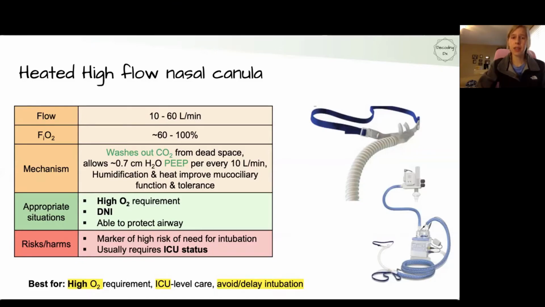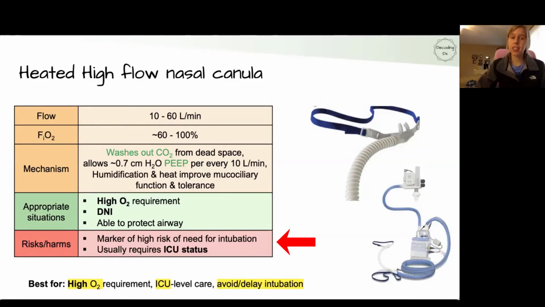It's appropriate to give heated high-flow nasal cannula to patients that have a very high oxygen requirement and might have end-of-life preferences that include not being intubated. But importantly, they still need to be able to protect their own airway. In most clinical situations, a patient has to be moved to the ICU in order to be put on heated high-flow nasal cannula.